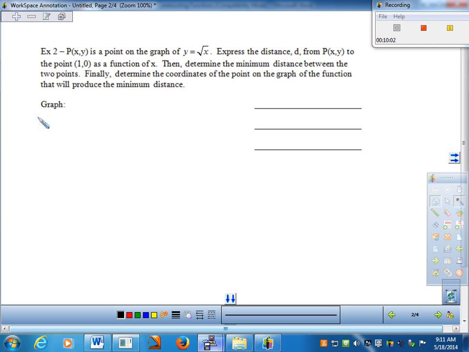Let's see what the primary objective is. We're going to construct a function, of course, as the title of the notes does suggest. And so it says express the distance d, so output is d, from the point to that point right there as a function of x. All right, so underline that piece for me. So it looks like we want a function d in terms of x. Everyone see that? D in terms of x.